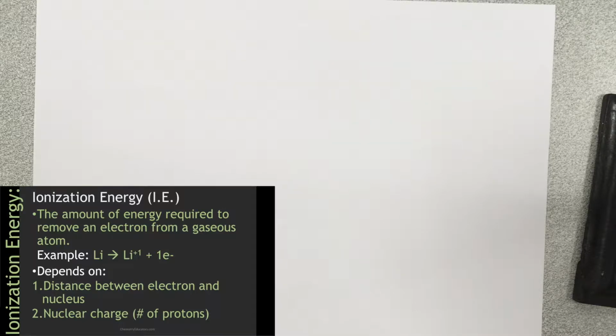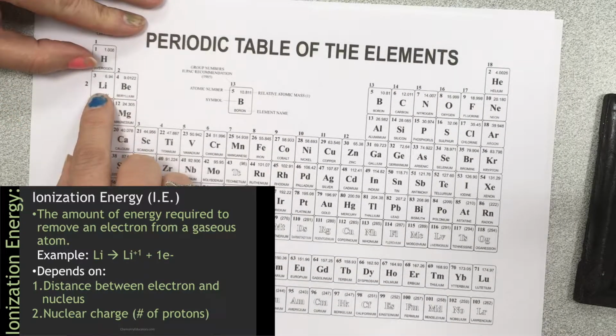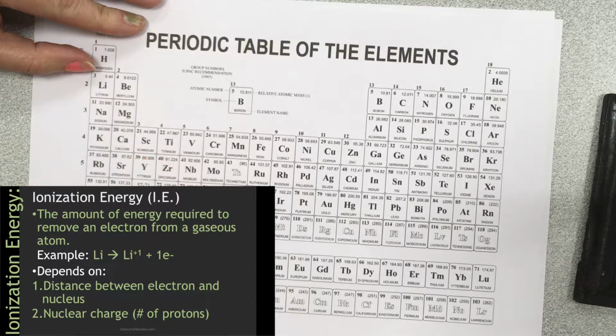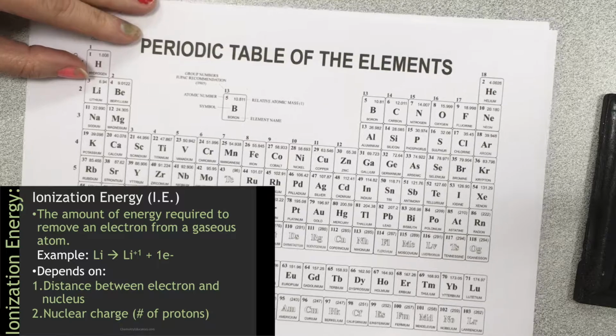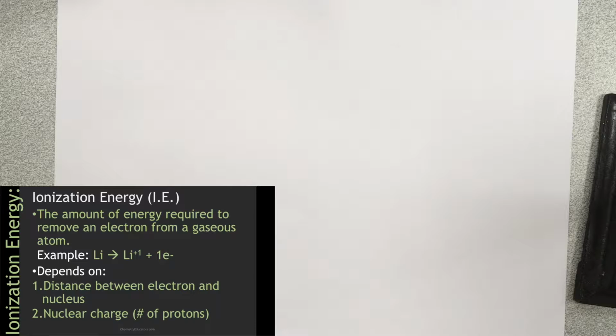So for example, the lithium atom has 3 protons and 3 electrons. If you were to take an electron out of the lithium atom, then you would have a lithium with a +1 charge. And the amount of energy required to take an electron from that, or to make it an ion, would be determined by the distance between the electron and the nucleus and its nuclear charge.